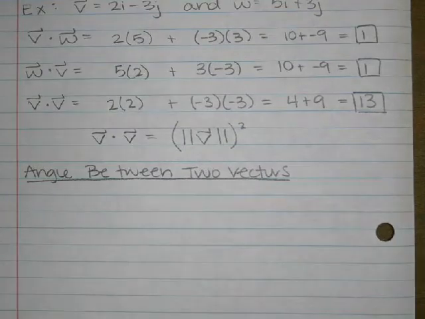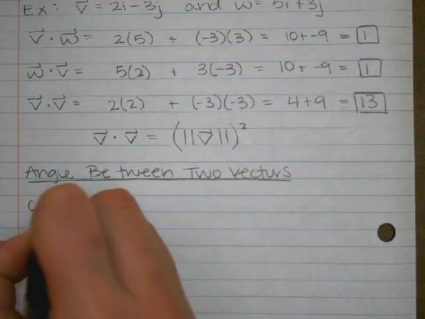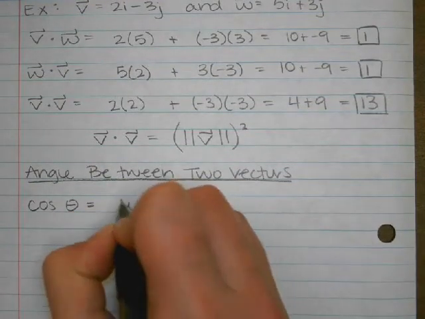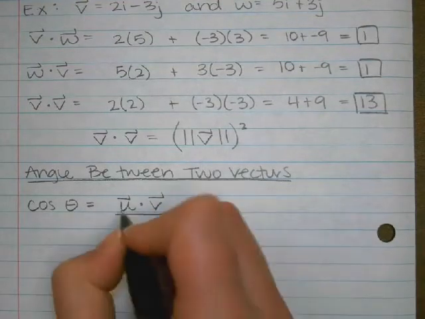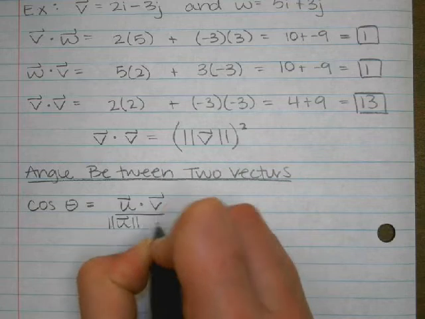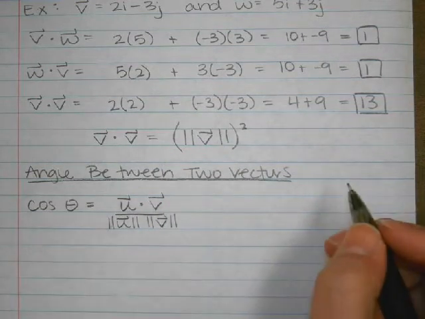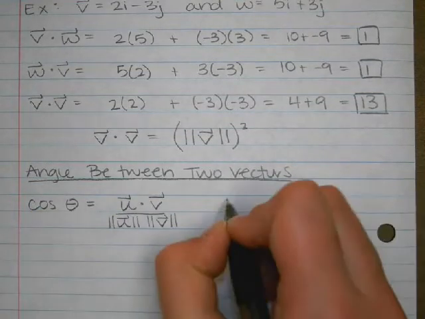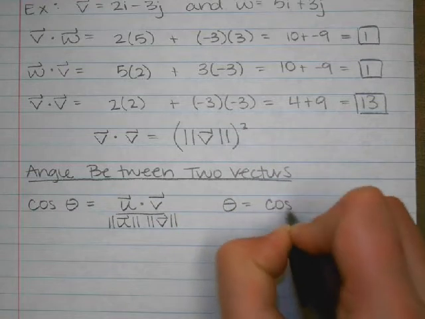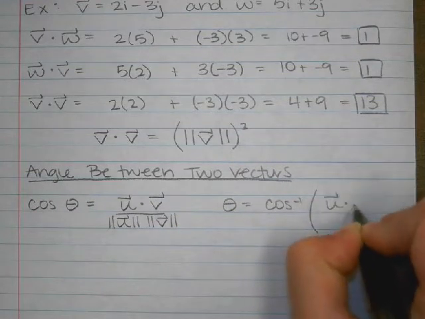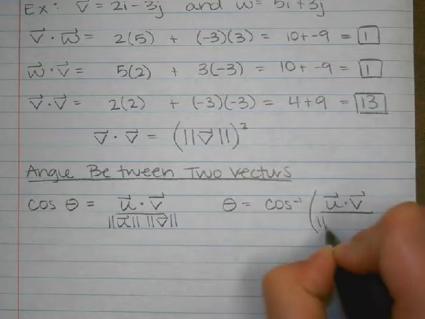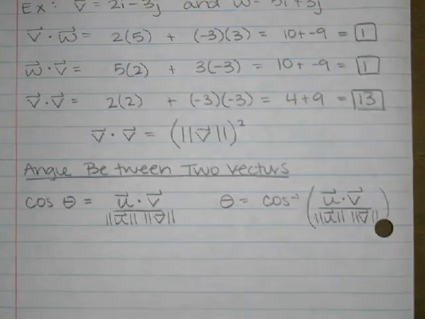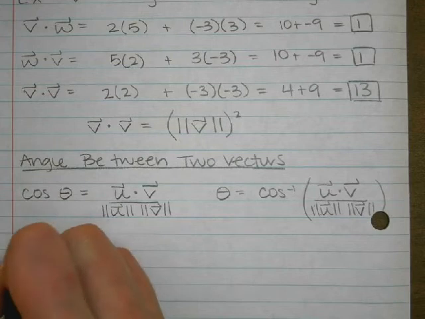So there's a formula for this, and the formula is cos theta. Theta is going to be the angle. Cos theta is u dot v divided by the magnitude of u times the magnitude of v. So if I want to isolate the angle, I just need to cos inverse both sides. So theta is cos inverse of u dot v over the magnitude of u times the magnitude of v. Okay?